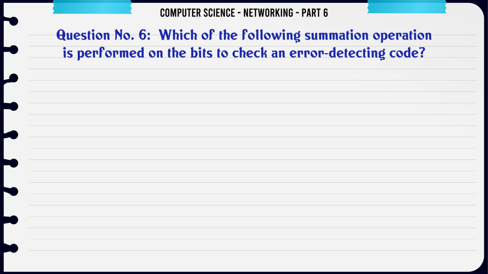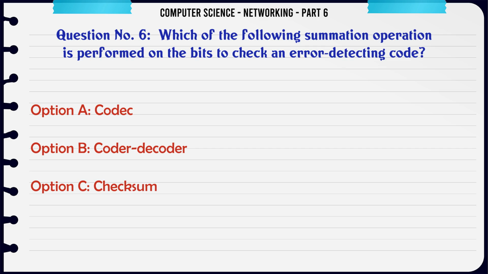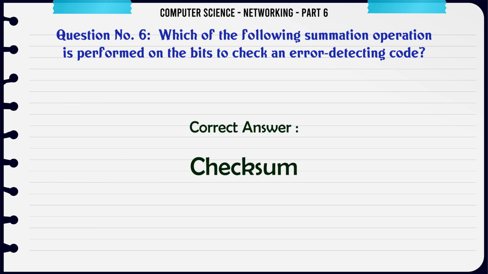Which of the following summation operations is performed on the bits to check an error detecting code? A. Codec, B. Coder decoder, C. Checksum, D. Attenuation. The correct answer is checksum.